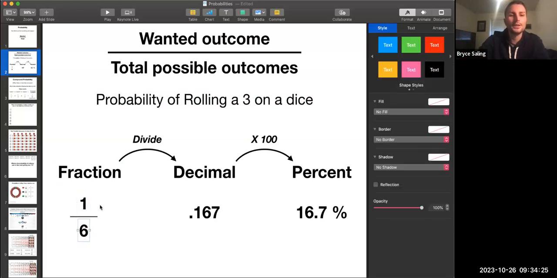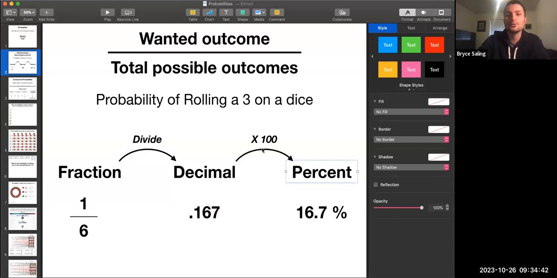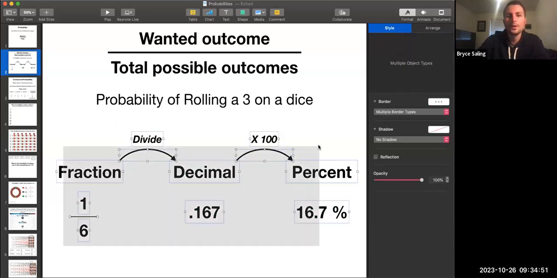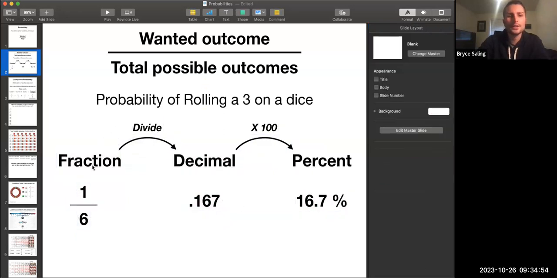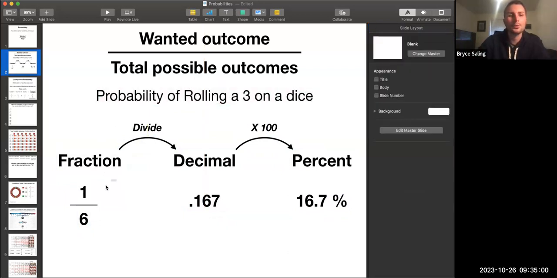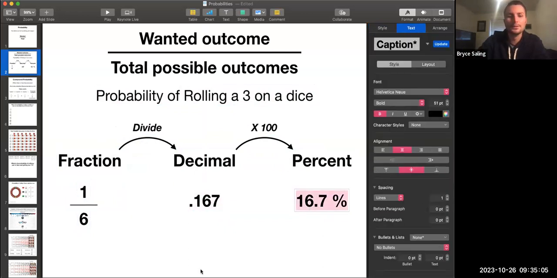And if you want to get that to a decimal, you just punch 1 divided by 6 into your calculator. That's going to give you the decimal format, which is 0.167. And then to get it to a percentage, you times that decimal by 100, and that gives you a 16.7% chance. So if you're expressing the probability of rolling a 3 on a dice, your theoretical probability is 1 out of 6, 0.167, or a 16.7% chance.